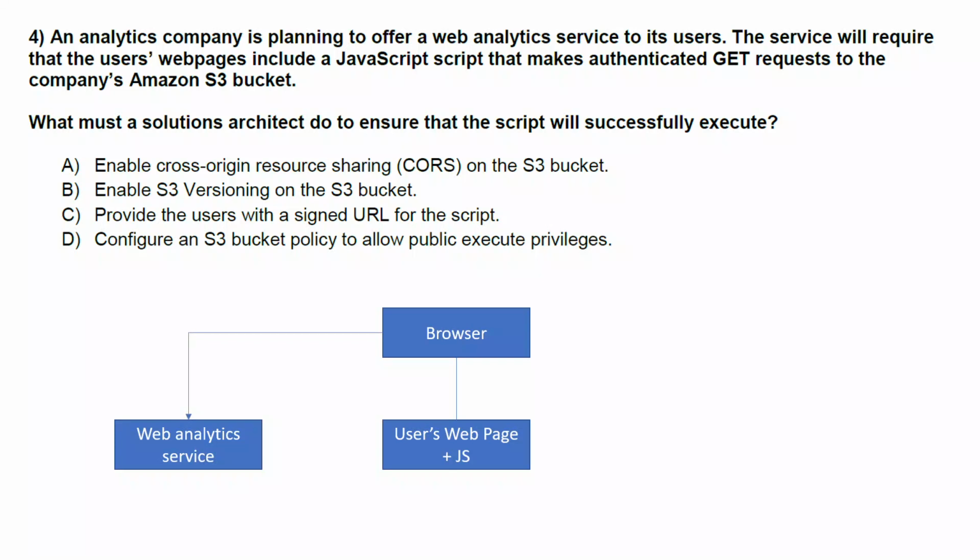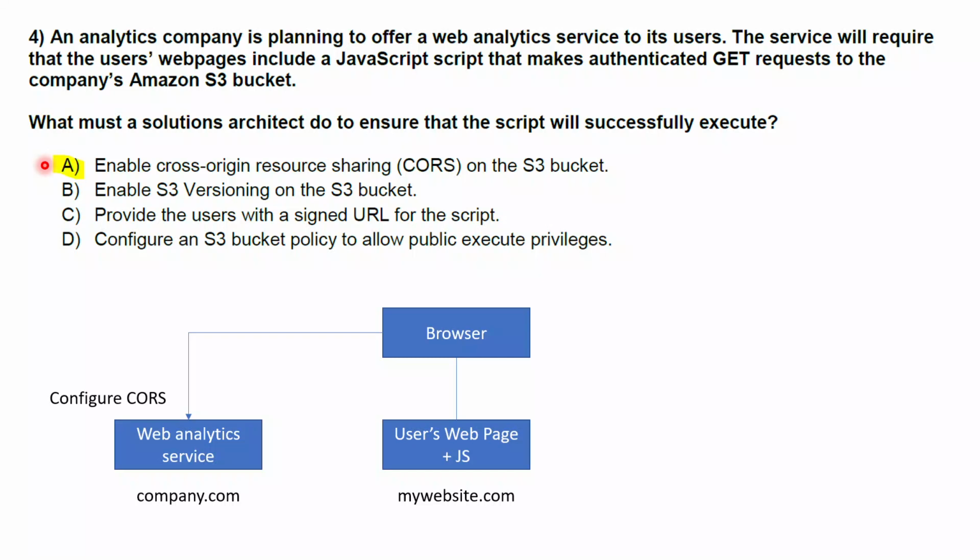The problem with this setup is that domain names are different between the user's website and the analytics service. The browser, in fact, prefers to send the request to the same origin. When a JavaScript talks to a different origin, the browser will cross-check with the destination if such a call is allowed from the requesting domain. This configuration is called CORS, Cross-Origin Resource Sharing. And we need to ensure that the web analytics service has this configured to allow cross-origin calls. Let's look at the answer choices.